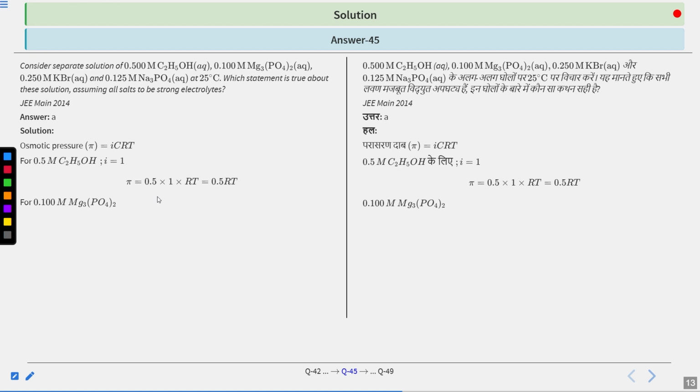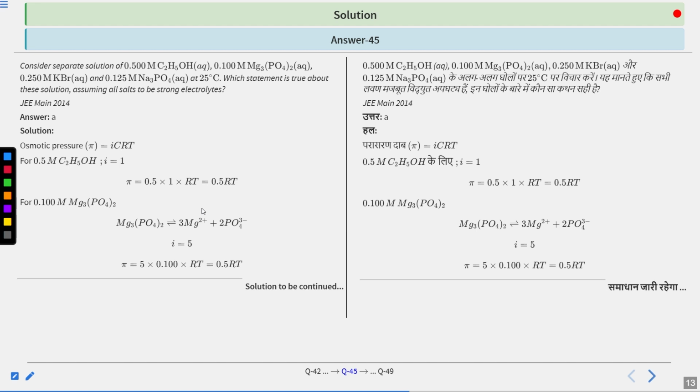Now if I talk about Mg3(PO4)2, which is 0.100 molar, then for that your i will be 5. How? Because it is a salt and it will get completely dissociated. So there will be 3 magnesium 2 plus ions and 2 PO4 3 minus ions. So 3 plus 2, that value will be 5. So in this case, our pi will be 0.100 multiplied by i, the i value considered, multiplied by RT. Clear? That will give you 0.5 RT.